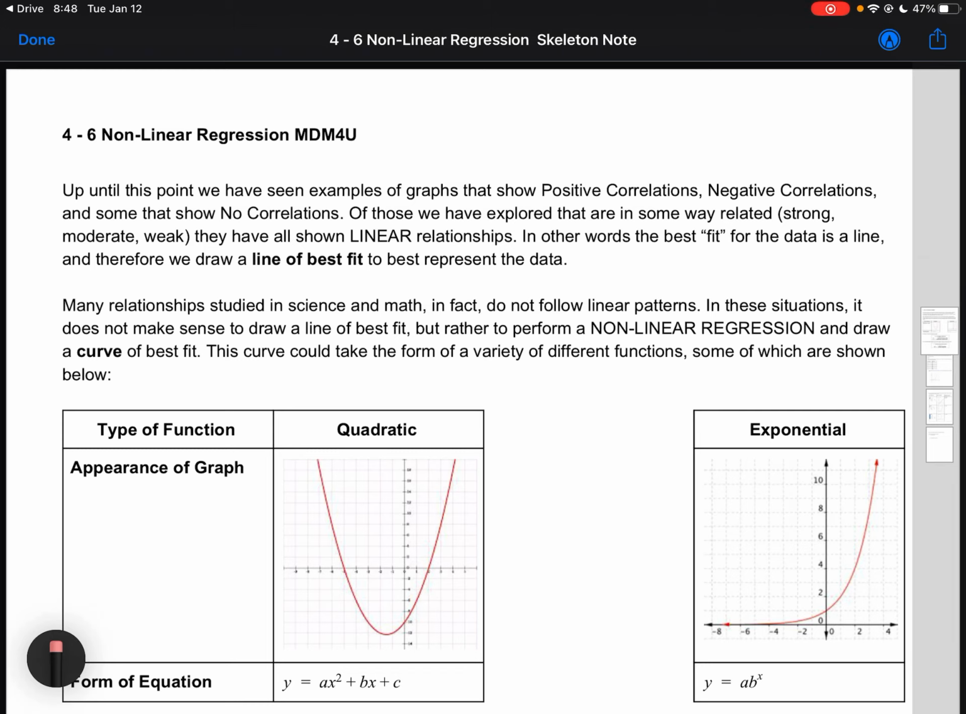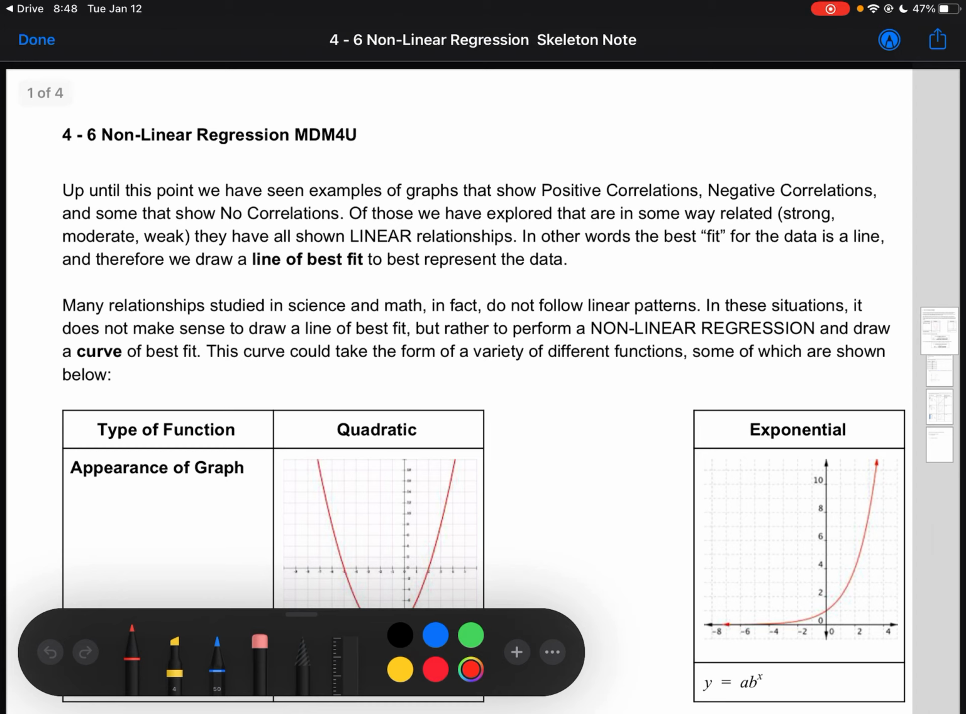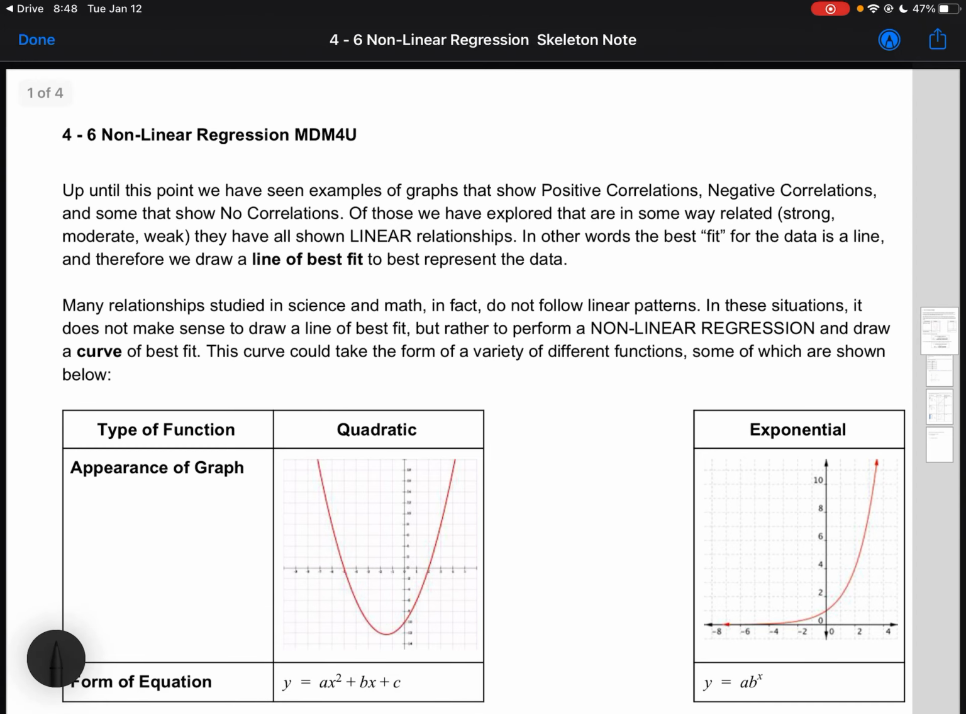This video goes over some examples of non-linear regression. Up until this point, we've been looking at positive correlation, no correlation, and negative correlation. All of the ones that we've looked at so far have shown linear relationships. In other words, the best way to fit the data is by using a line, and so we can draw a line of best fit.